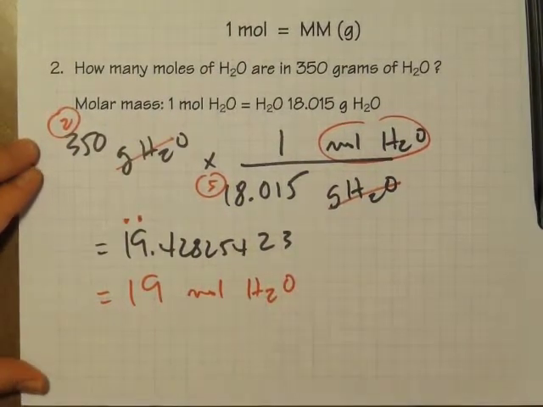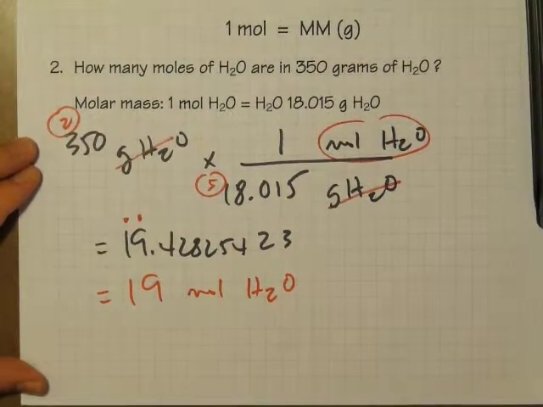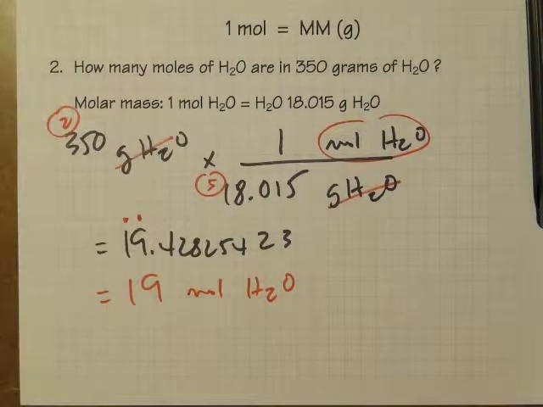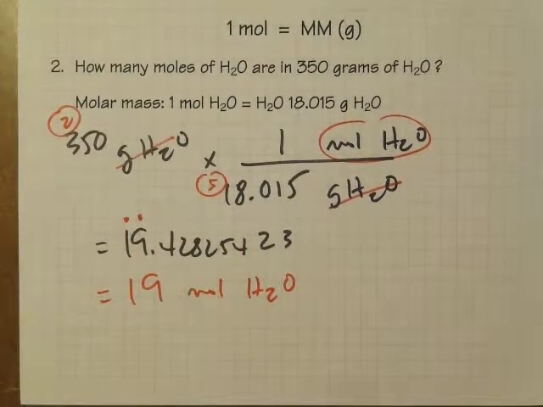Now when you consider that each mole has 602 billion trillion pieces, and I've got 19 times 602 billion trillion, wow, that's a lot of moles of water. That's a lot of pieces of water. So what we're doing is we're setting up to cancel out units and end up with the one that we want in our answer. Try another example.